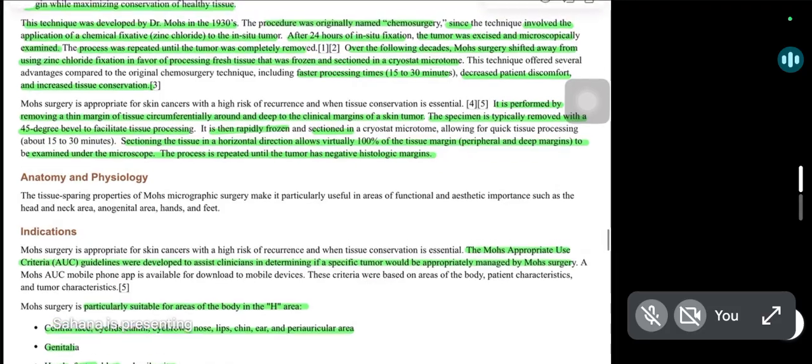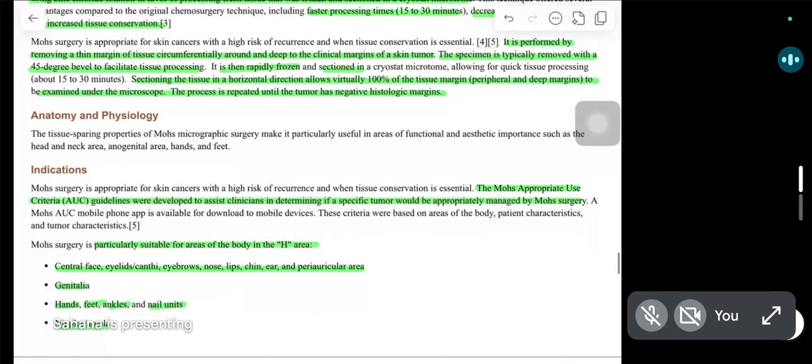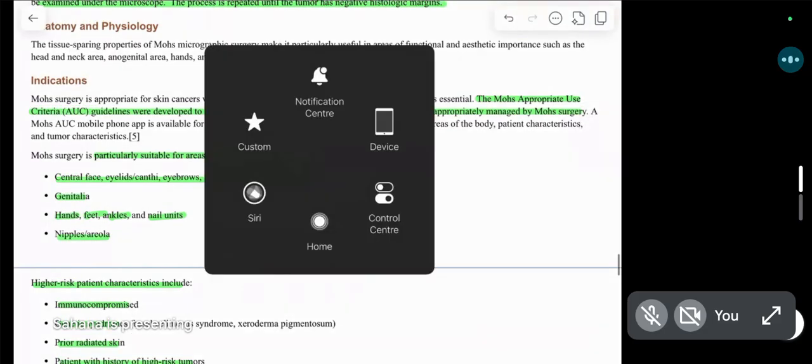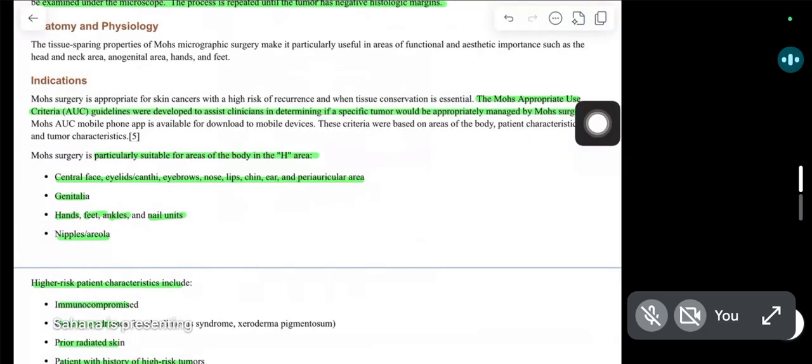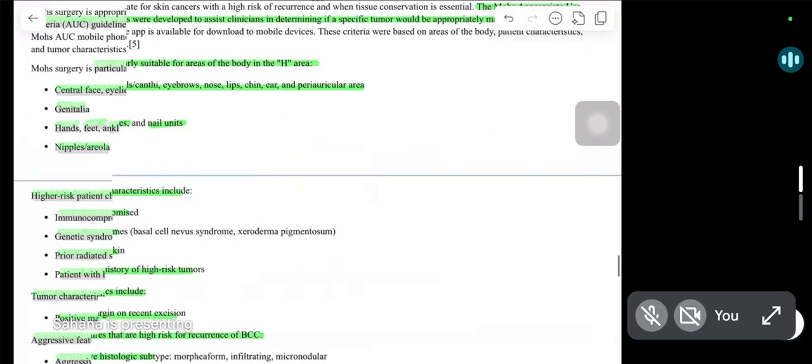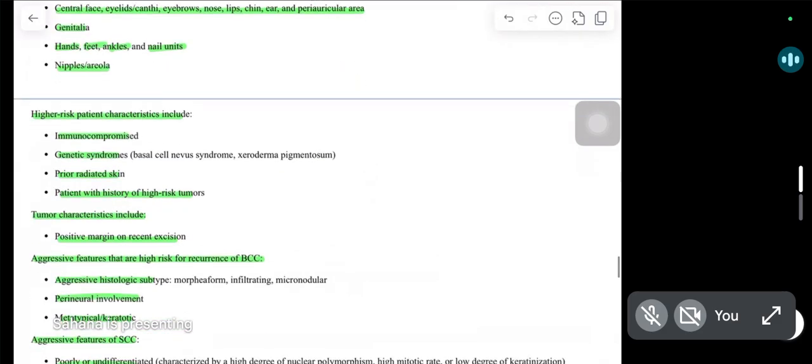Here the indications they have given are critical areas, especially the H area that I mentioned, that is the nose, eyes, lateral chin and ear, central face, genitalia, and especially in those in whom you anticipate risk of recurrence, like the immunocompromised, genetic syndromes, previously irradiated. In them you will try to be minimalistic at the initial stage, as they will subsequently require more surgeries. And especially in the recurrent setting and in unresectable tumors also, you can resort to Mohs, meaning you will not give them a positive deep margin.